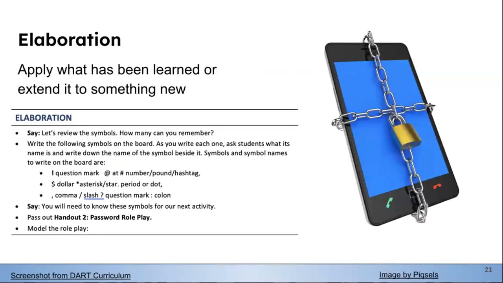Okay, now we're moving to elaboration. So this is when you're taking something you've learned and applying it in a new way. Here they're starting off with a review, and then as you write some things on the board, you're eliciting the names of what you're writing, whether it's a question mark or whatever it is. And you tell them they're going to need to know these specific words for the activity, and you pass out the partner dictation or the role play.